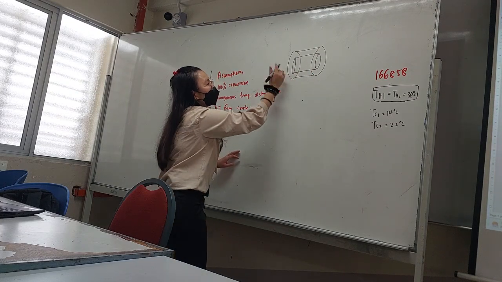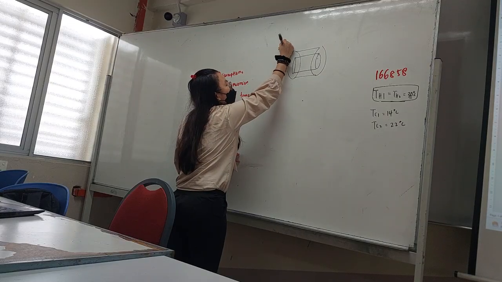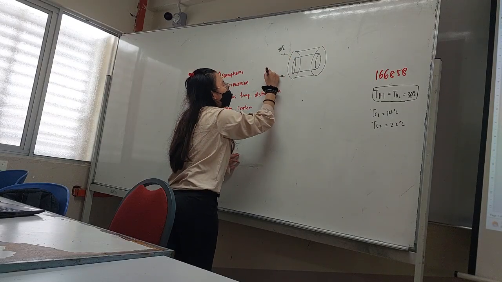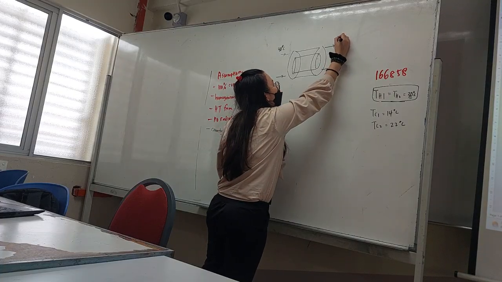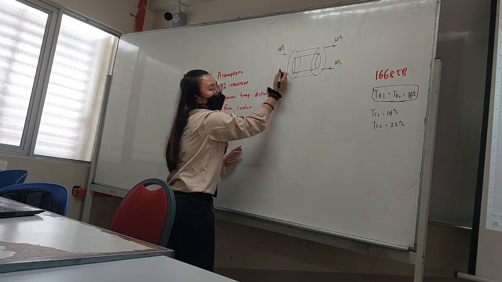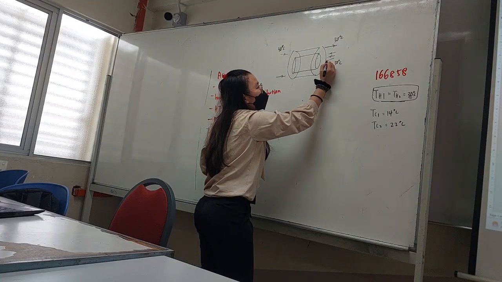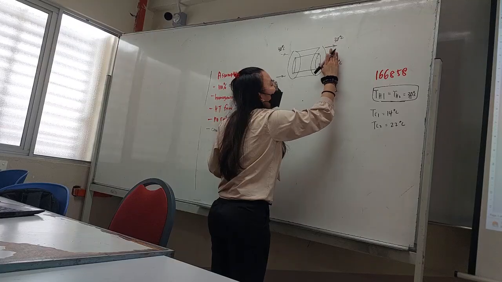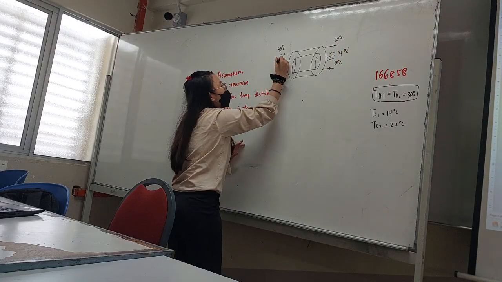Okay, so you say that outside here is 30 degrees Celsius. So this one is 30 degrees Celsius. So it can be inside here, 40 degrees Celsius. So this is 22.